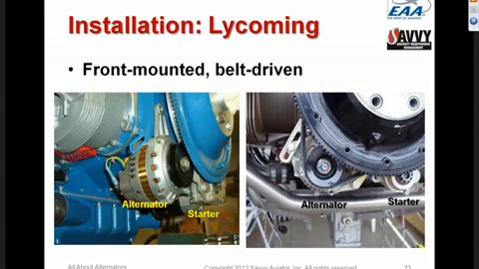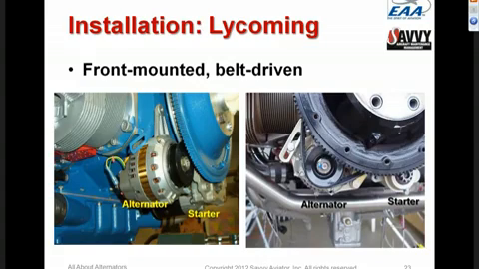Here are a couple of typical alternator installations on Lycoming engines. Most commonly, they're front-mounted, and they are belt-driven off of a big pulley that is behind the starter ring gear. The one problem with this arrangement, which is very commonly found on Lycoming engines, is that in order to change the alternator belt, you have to pull the prop, which is a little inconvenient.